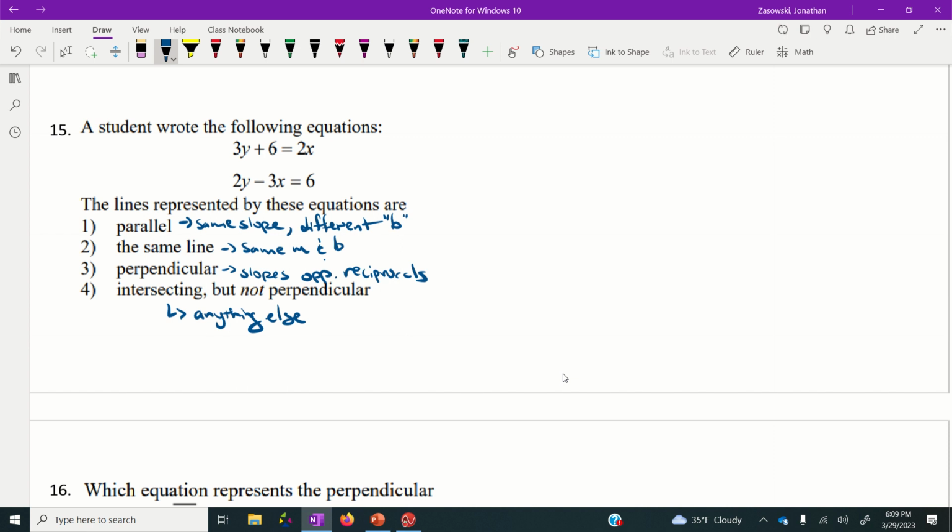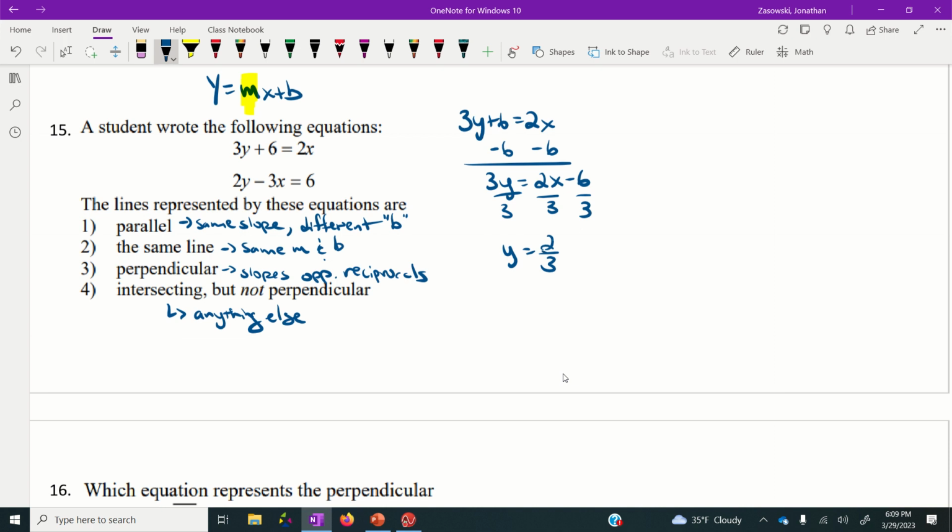So let's take the first line. 3y plus 6 equals 2x. Remember, we're aiming for the y equals mx plus b form, so we can easily tell what m is. So first we're going to subtract the 6 from both sides. We get 3y is equal to, remember, put the x in front, and then divide out by 3. And we get y equals 2/3 times x minus 6. I always put the x afterwards so it's easy to see the slope.